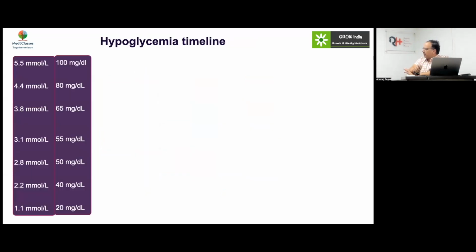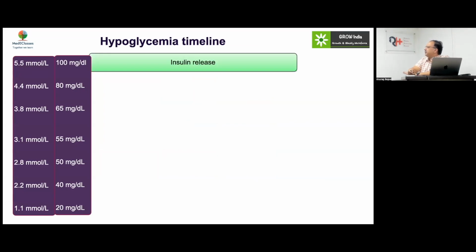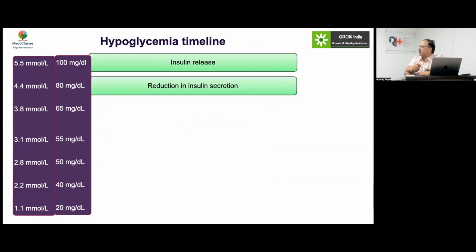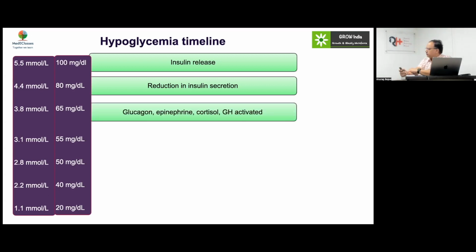Now if we just summarize the hypoglycemia timeline and reactions, the first thing will be insulin release, which will happen very early. As soon as the levels go above 100, your insulin release will come into the picture. It will get decreased below 80. As I said when we talked about DI, when your osmolality goes above 283, your AVP comes into the picture. Thirst will come into the picture later. So you don't want to drink and pass urine. You want to first stop your urine and then start drinking. Same here, so reduction in insulin secretion.